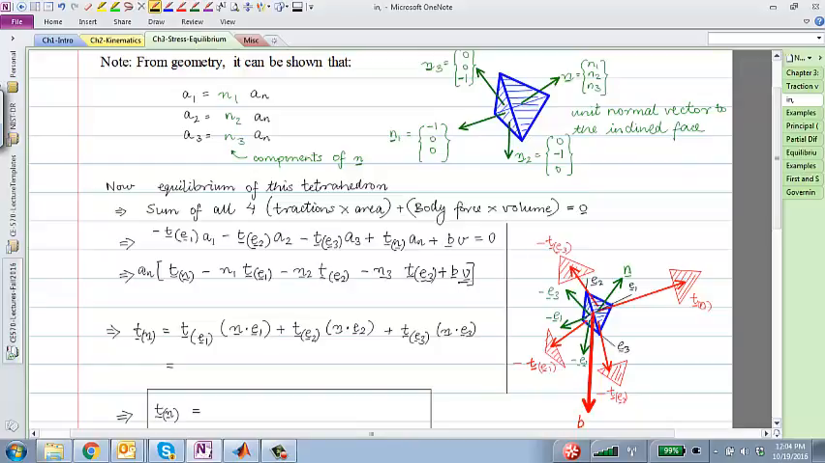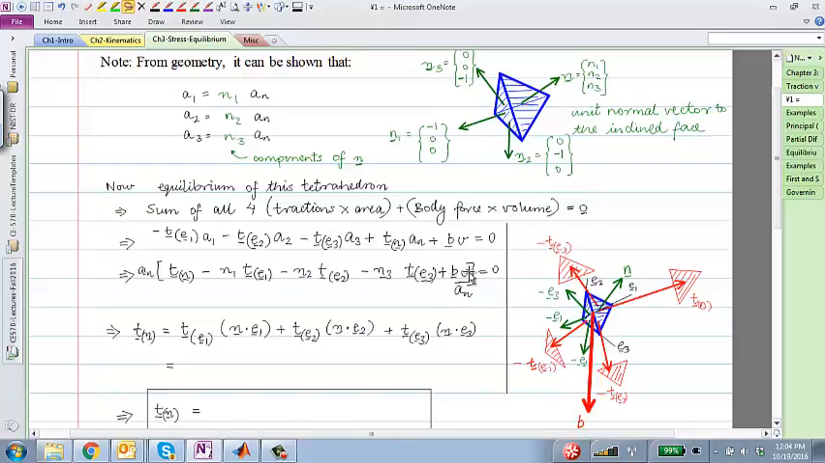And divided by... sorry, I'll pick this out. V divided by AN equal to 0. So all I've done is just replace A1 with N1 times AN and pulled out AN outside. Okay, and on the last term, the term with B, I'm just multiplying and dividing by AN. So this AN is in the denominator.